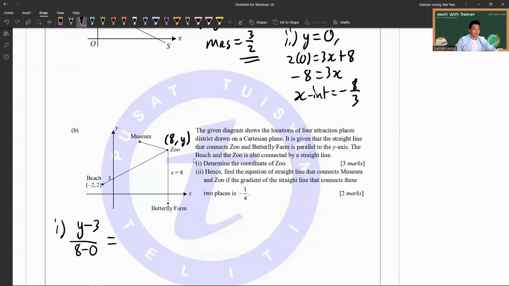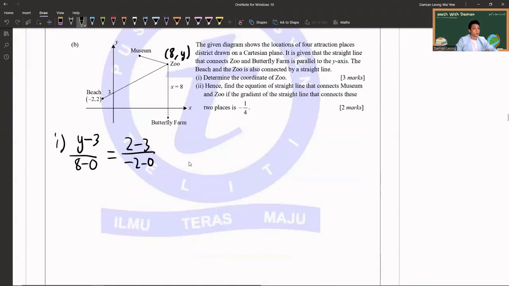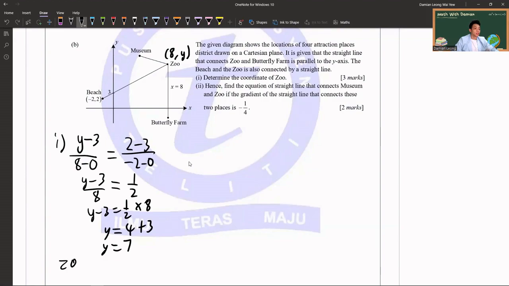So I can take either one to minus, let's say 2 minus 3 over -2 minus 0. So this is -1 over -2, 1 over 2, y minus 3 over 8. Bring over the 8, y minus 3 is half times 8. 4 minus 3, bring over plus 3, so y is 7. Means the coordinate of the zoo will be 8, 7.